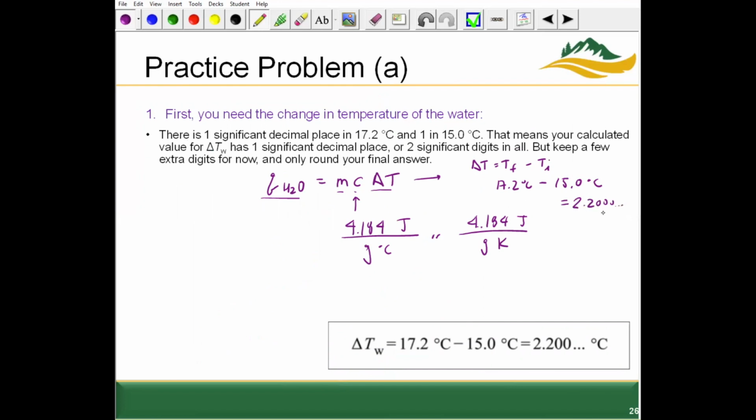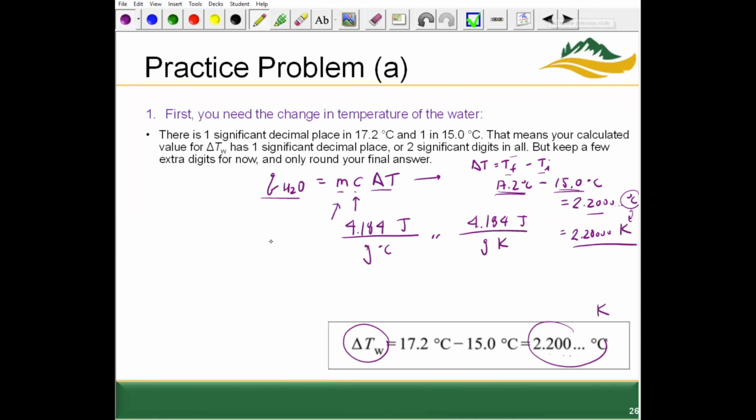2.200. We'll keep sig figs for now. That is degrees C, which is the same thing as 2.200 Kelvin, right? If we added 273 to both, the delta T term comes out the same, whether we keep both in Celsius or convert both into Kelvin. So this delta T of the water is 2.200 degrees C, or Kelvin.